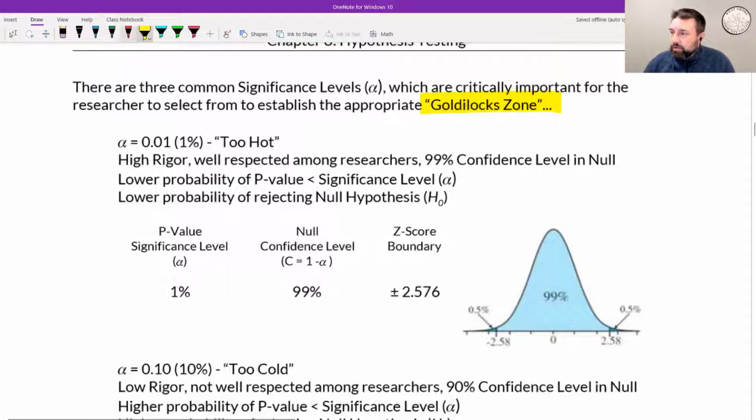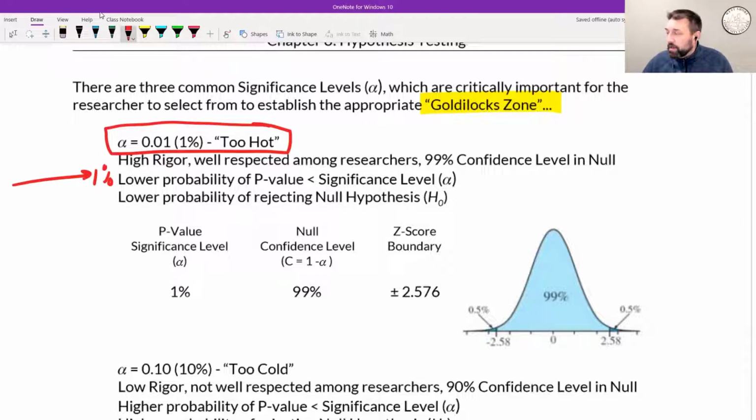And so let's say you set your alpha at 1%, and I call this too hot. That means your threshold is 1%. That means when you do your data, this tail has to come in below 1% for you to reject the null. This is extremely difficult to do. So while this 1% has extremely high rigor, like if you come in under 1%, nobody's going to question your experiment. They're going to be like, whoa, good job. You came in under 1%. That's amazing. However, it's extremely difficult to do. You have a much lower probability of rejecting the null.